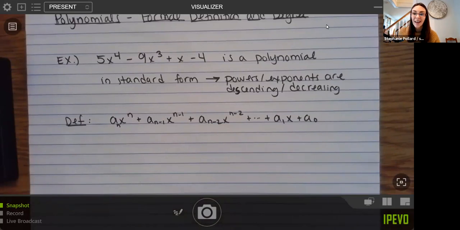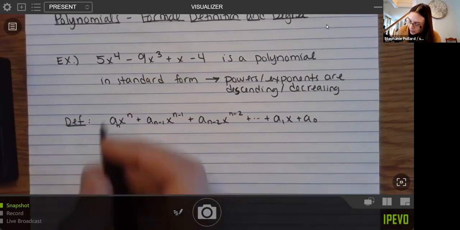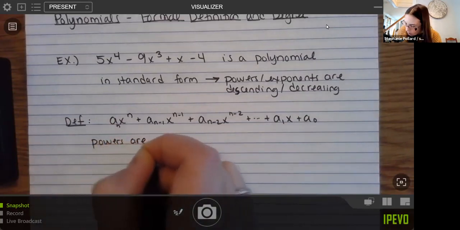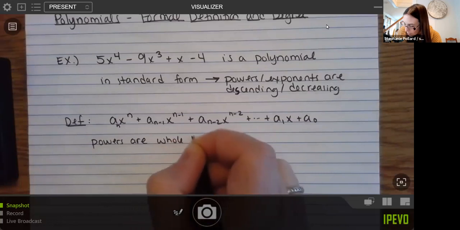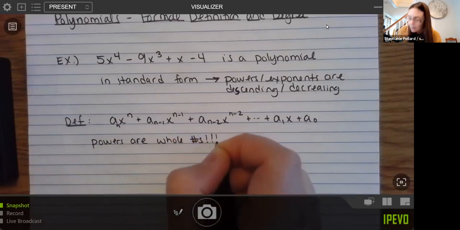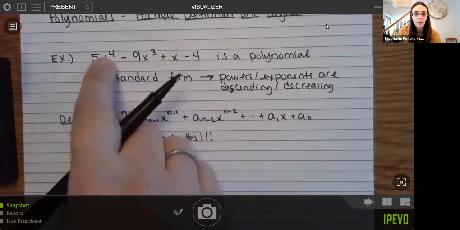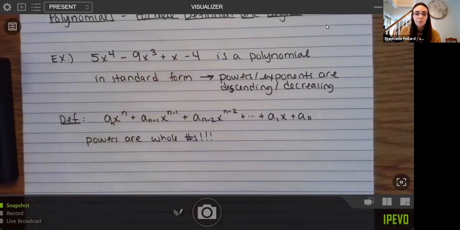They're just different numbers. Now, one thing I want to point out about polynomials is that your powers or your exponents are whole numbers. And that is really important with polynomials. So you can see here, all of our powers are whole numbers. They're all, no fractions, no decimals, no negatives even.